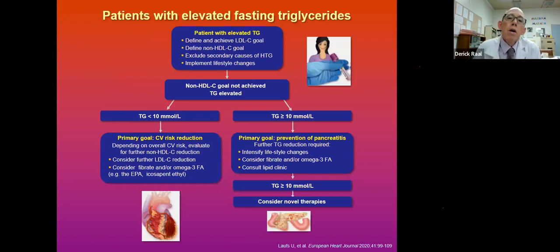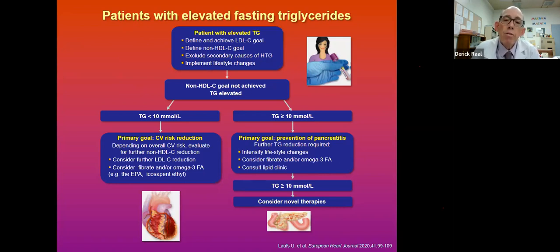So this is just our approach to patients with elevated triglycerides, where you can divide it into the two sort of categories. We worry when the triglyceride levels are above 10, because there is a greater risk of pancreatitis. So high triglycerides are associated with the risk for pancreatitis. And the primary goal is to try and prevent pancreatitis. So there we've got to look for secondary causes.